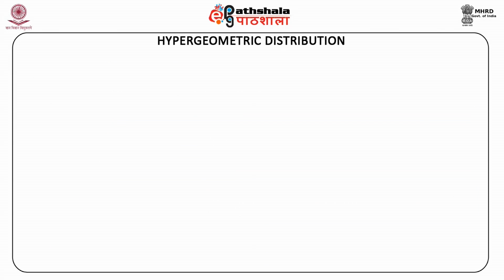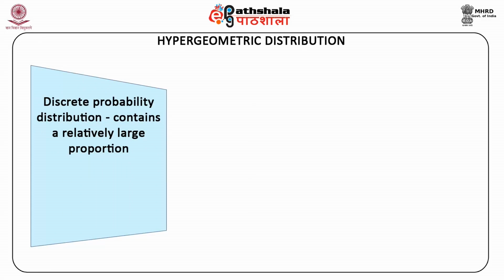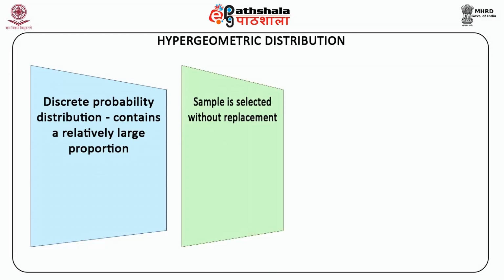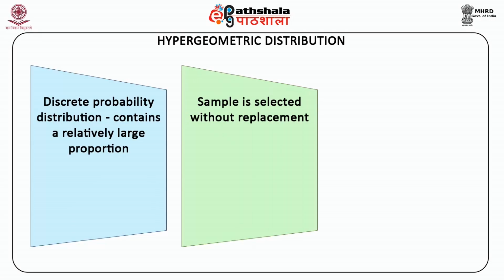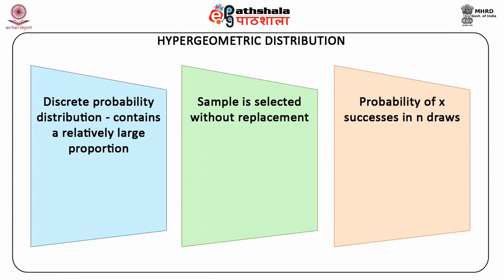Further, we shall understand the meaning of hypergeometric distribution. Hypergeometric distribution is a discrete probability distribution which contains a relatively large proportion of the population in which a sample is selected without replacement from a known finite population, such that the probability of a success is measurably altered from one selection to the next.